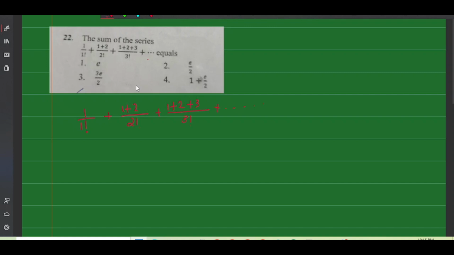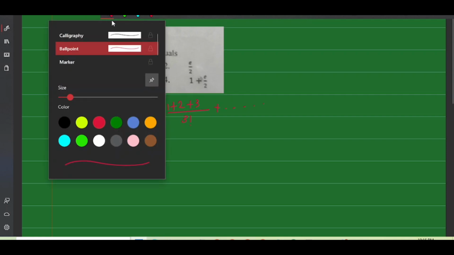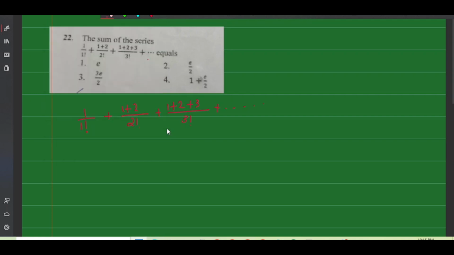Here we need to find the sum of this series. What are the options? The first option is e, the second option is a by 2, the third option is 3a by 2, and the fourth one is 1 plus e by 2. Now look at the series.